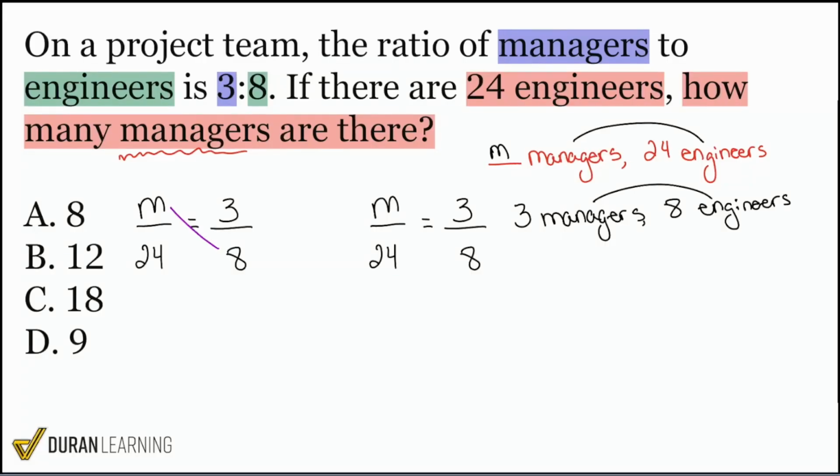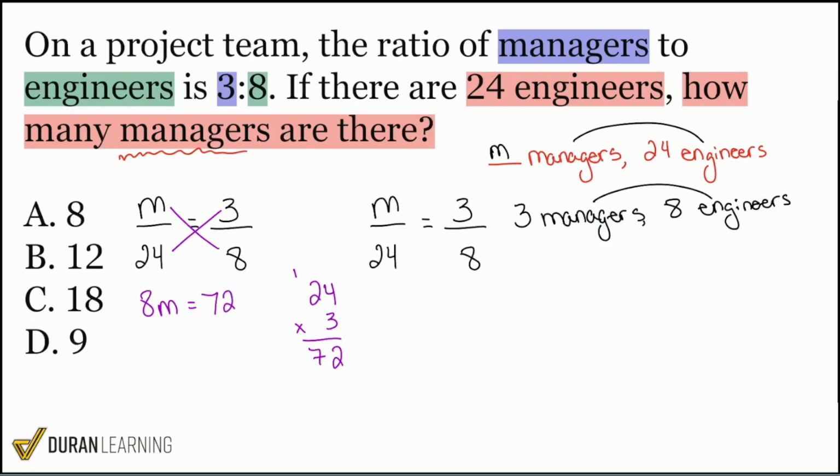Cross multiplying, we have m times 8, which is going to be 8m. Then we have 24 times 3. And if that's not obvious, don't worry. We can always multiply here on the side. 24 times 3, 4 times 3 is 12. Carry the 1. 2 times 3 is 6. Carrying the 1 is 7.